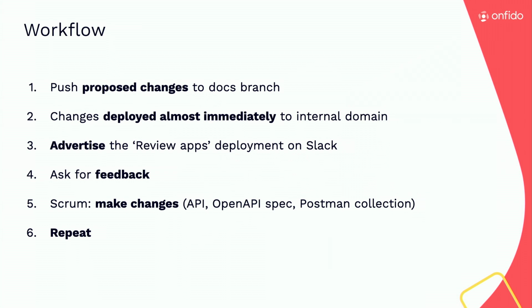So the actual workflow: we would push changes we were proposing for API v3 to the docs branch. Those would be deployed almost immediately to an internal domain, and then we'd advertise the review apps deployment, the website, on our internal Slack and ask for feedback. Then, as part of our agile workflow, we would make changes to things like the API, the OpenAPI spec and the Postman collection, and then we'd repeat that. So we started with the docs instance, proposed changes, and it was a loop.